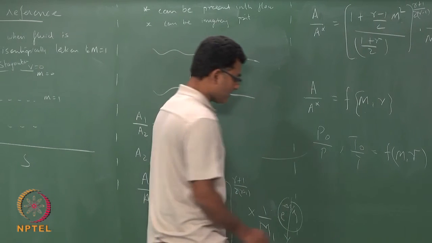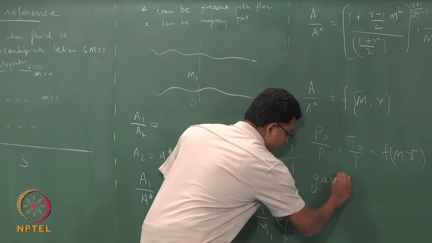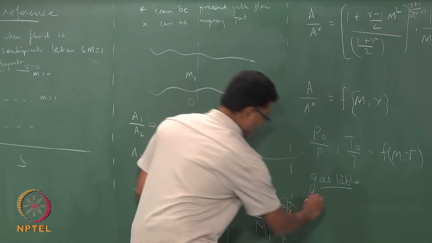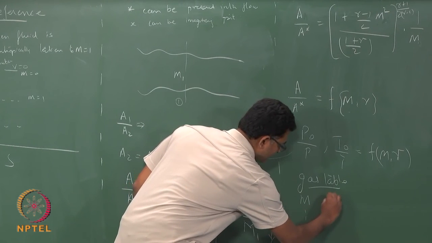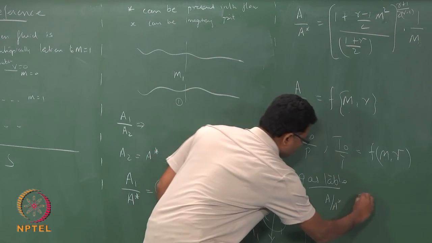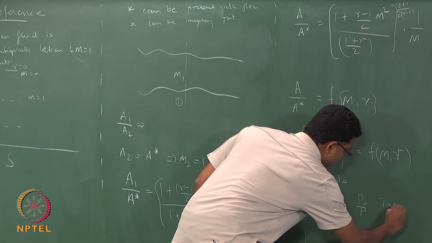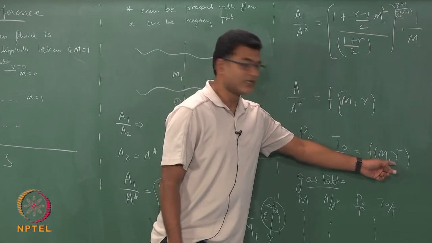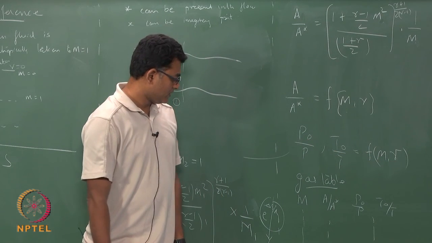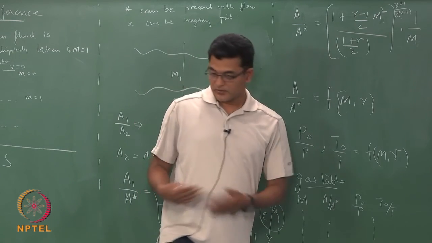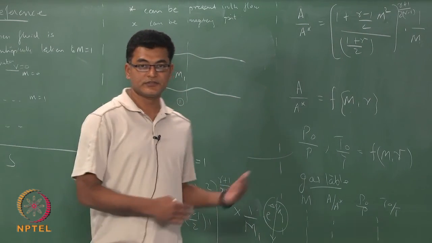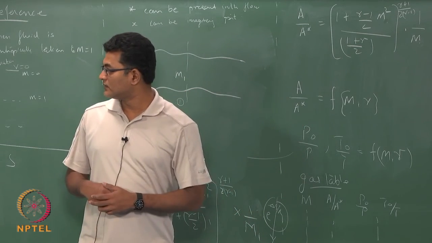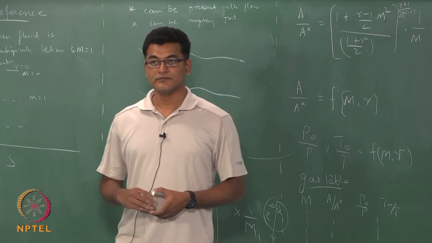So, this brings in something called a gas table, where I can write my M and then I can have my A by A star or P0 by P and T0 by T, etc., for a given gamma. Okay. So, in the numerical solutions, we will use the tables and try to evaluate these quantities for a problem similar to what we had done before.